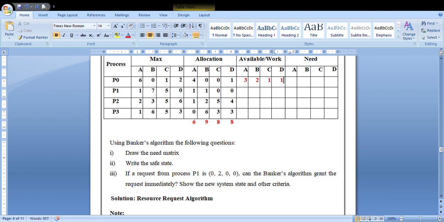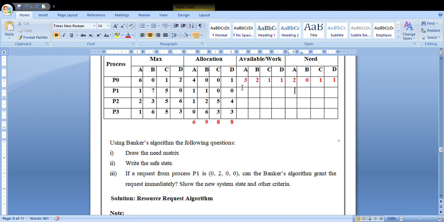Now what they asked, once you find out the available value, is to draw the need matrix. How are you going to calculate the need matrix? Max minus allocation. For each and every process you need to calculate the need matrix. For that the formula is max value minus allocation value. So 6 minus 4, it's 2. 0 minus 0, 0. 1 minus 0, it's 1. 2 minus 1, it's 1. This is the need value for your P0 process.